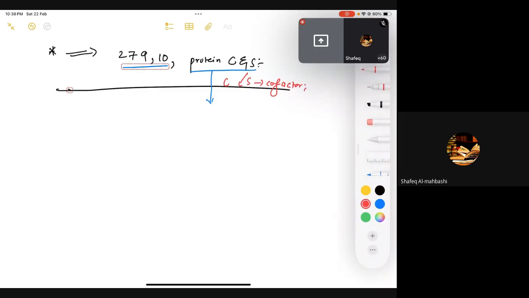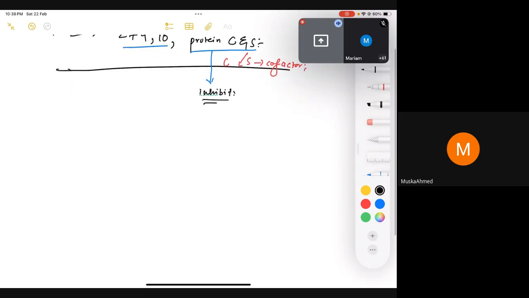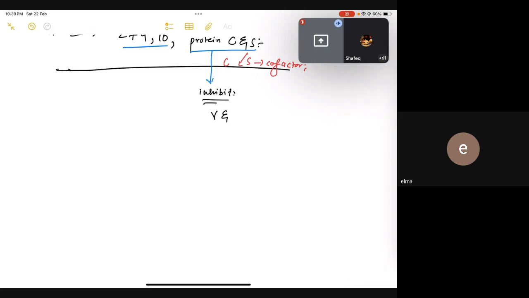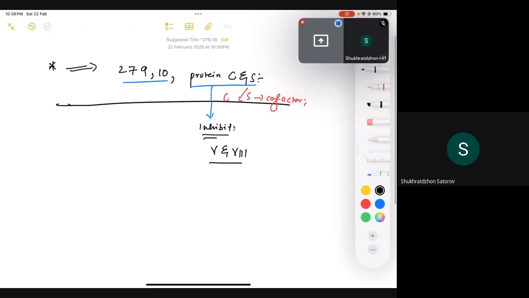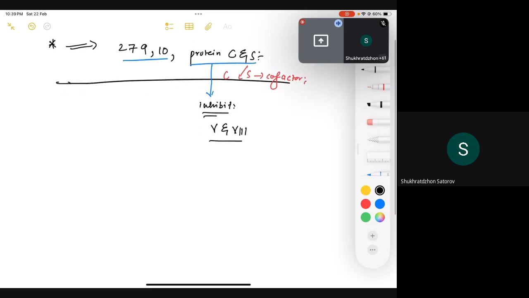It's going to inhibit, or decrease the activity of which factor? Factor 5, and which other factor? Factor 5 and 8. Perfect. So protein C and S inhibit, or decrease the activity of, factor 5, and in this way act as anticoagulants. But sometimes we can have a genetic mutation of factor 5.